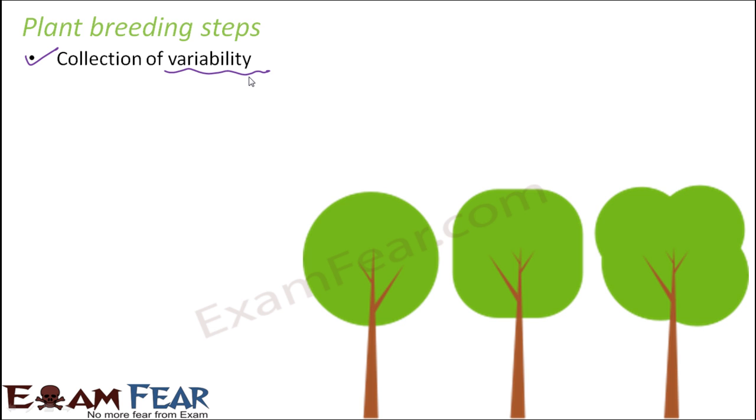Because in order to look for desirable characteristics, you need to have a collection of all the possible varieties of that plant so that you can choose from that variety whichever is the desired trait and whichever trait you do not want.